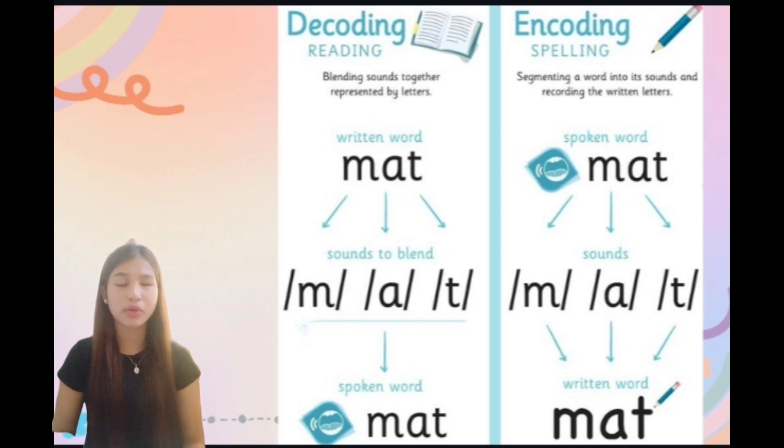Encoding is what we use in spelling. Encoding is segmenting a word into its sounds and recording the written letters. So we have here the spoken word mat and the sounds m, a, t. And the written word is mat, or M-A-T. So decoding is the process in which we translate written symbols into sound, while on the other hand, encoding is the process in which we translate sound into written form.